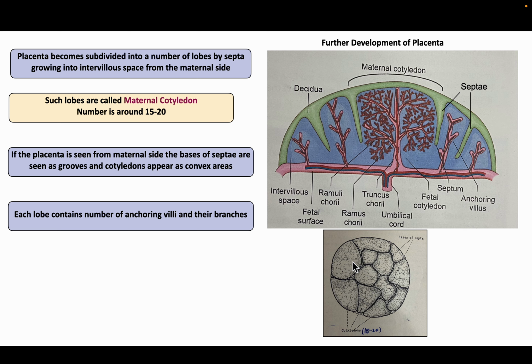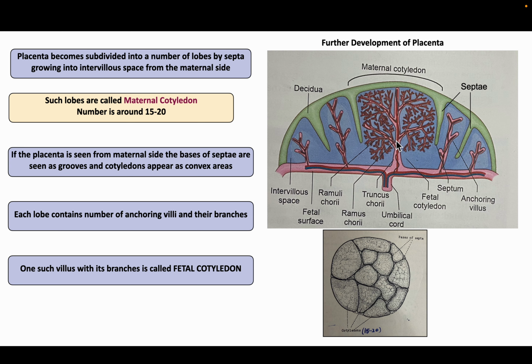Each lobe contains a number of anchoring villi and their branches. So each maternal cotyledon has a number of anchoring villi and their branches. One such villus with its branches is called a fetal cotyledon. If one such villus is present, this is known as the fetal cotyledon. And the number of villi which are separated by the different septa coming from the maternal side form one maternal cotyledon.